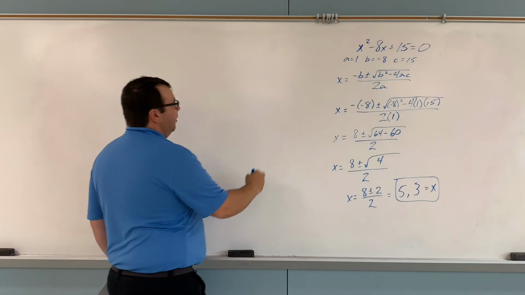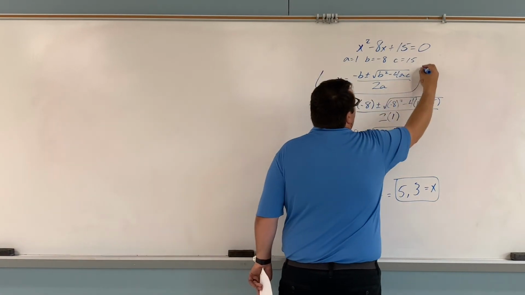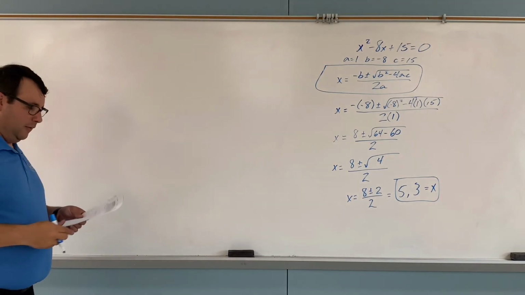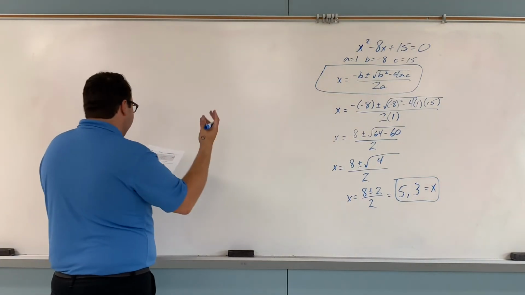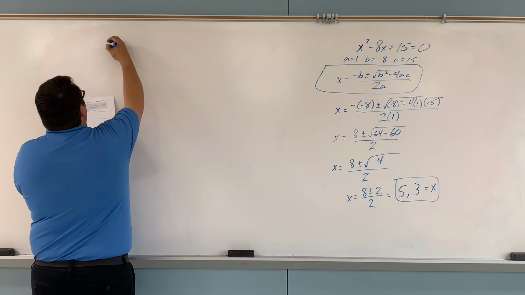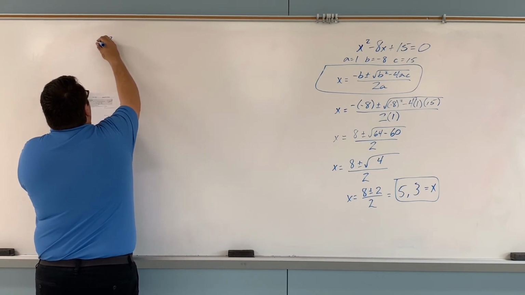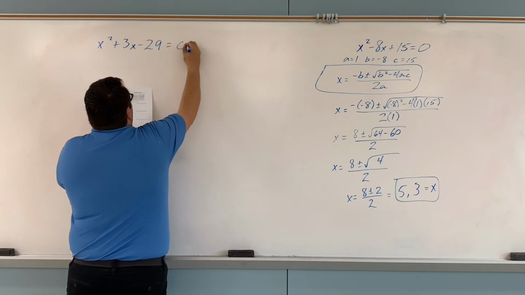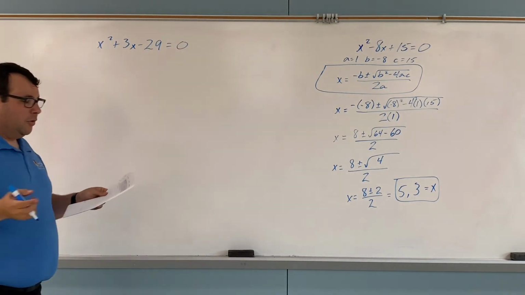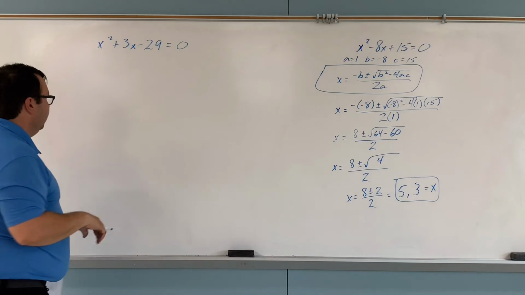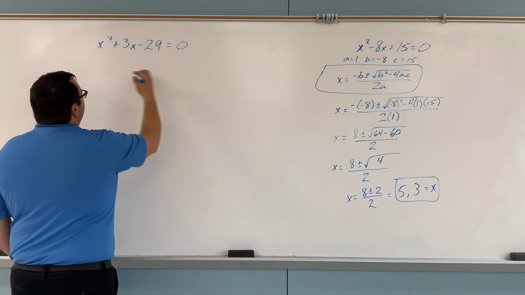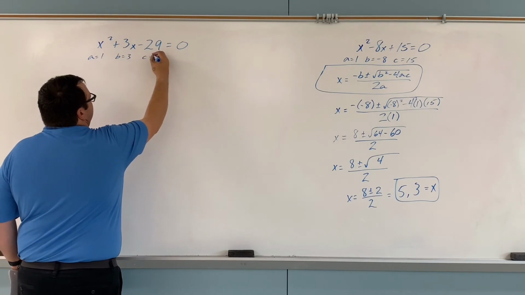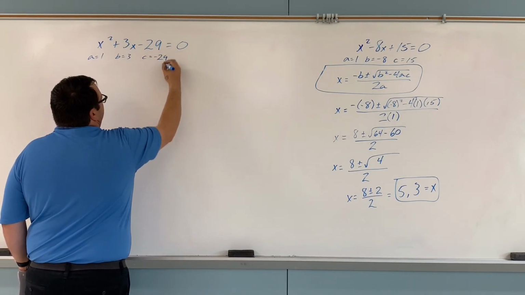So quadratic formula, which is this baby right here, is one that you definitely want to memorize. And it's very easy. Sing it. That's all you got to do. Let's try another. I have x squared plus 3x minus 29 is equal to 0. I am currently in standard quadratic form, so this is beautiful. A is 1, B is 3, C is equal to a negative 29.